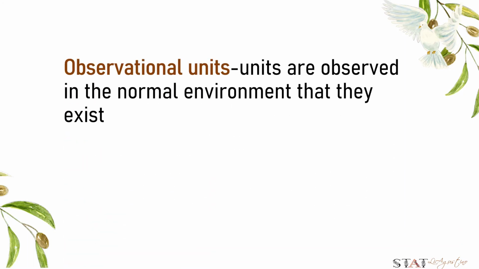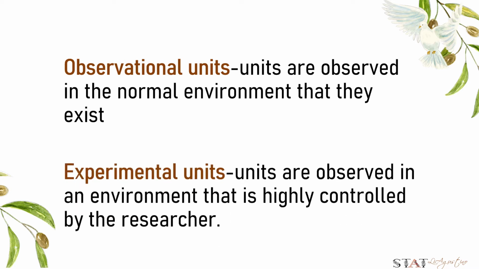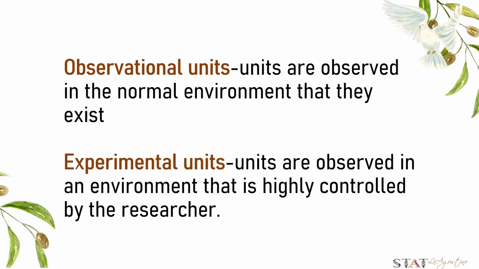So before we go to research in the Bible, let's review some terms. Observational units and experimental units. Usually, experimental units are really relevant for biology and for agriculture, or for any sciences that usually have experiments. And observational units are usually for the social sciences. Observational units are the units that are observed in the normal environment that they exist, just like people. So you just have to observe. So you call them observational units.